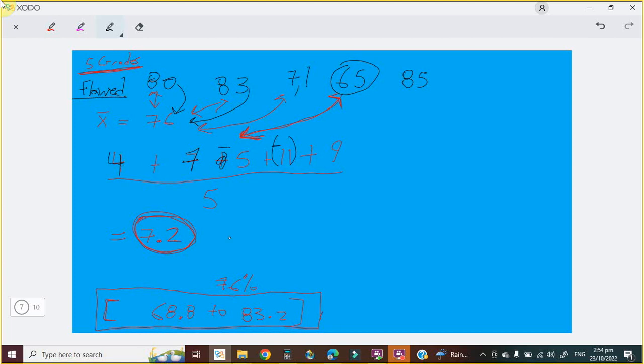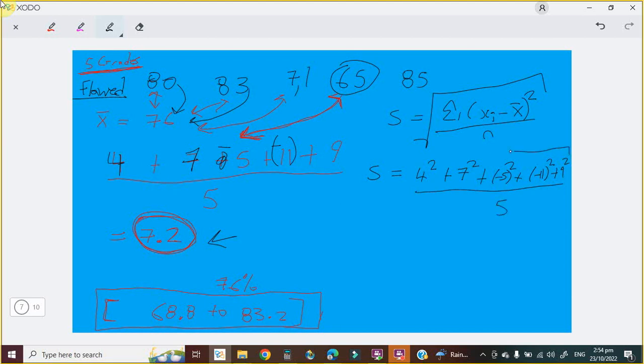So that is why, notice, you get 7.2. Look what we're saying. The true formula is the sum of (xi minus x bar) squared over n, square rooted. So we square it, then square root it back. So the standard deviation would be, we square the differences: 4 squared plus 7 squared plus negative 5 squared plus negative 11 squared plus positive 9 squared. Then we divide it by the 5, then we square root it back.